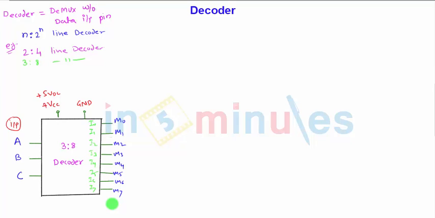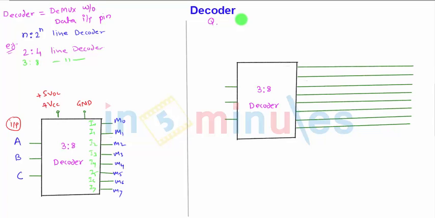Now let us try to solve an example with the help of a decoder. Question: implement this function of 3 variables A, B, C, which is an SOP form function with the product terms present at 1, 3, 5 and 7, and another function of A, B, C, which is the summation of products, SOP form, 0 to 6. These two functions you need to implement with the help of a decoder.